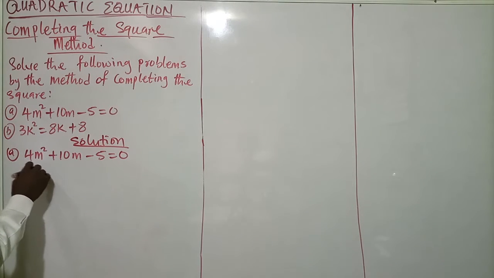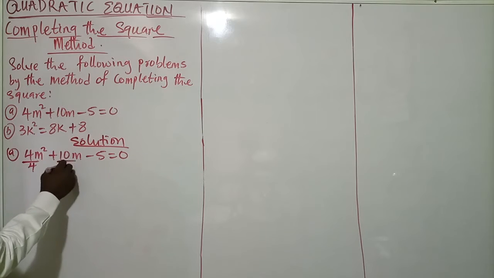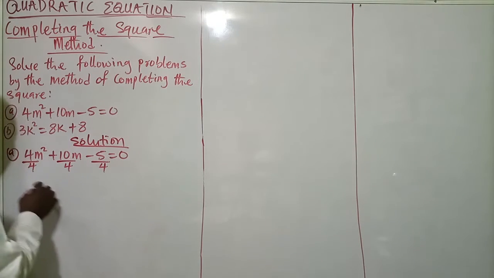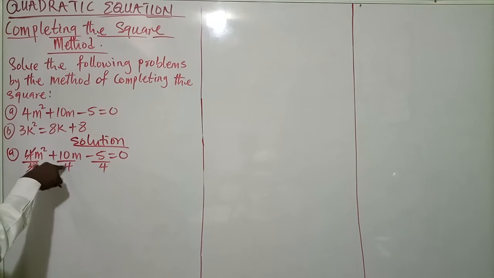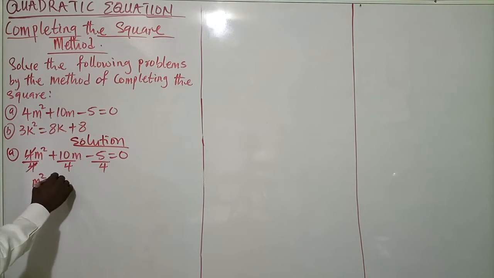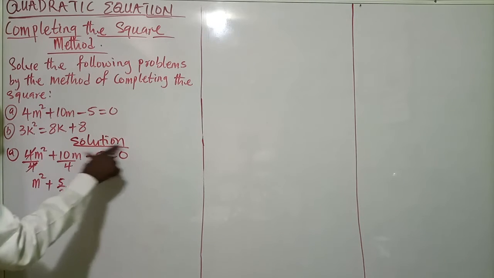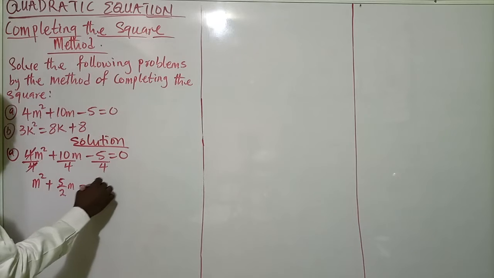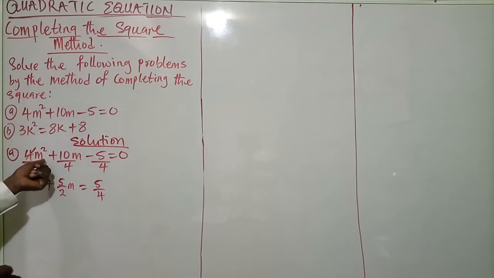Remember I said you are going to reduce the coefficient of m squared to 1. And how will I do that? I will divide everything by 4. So this will give me m squared plus, I can actually reduce this: 2 here is 2, 2 here is 5, that gives me 5 over 2m, equals, taking this to the other side, 5 over 4.